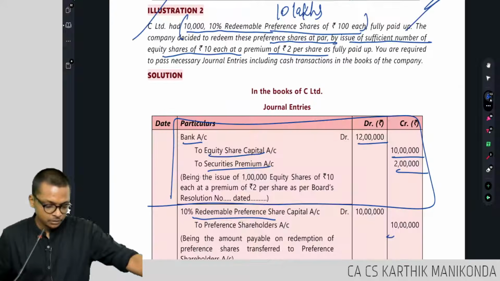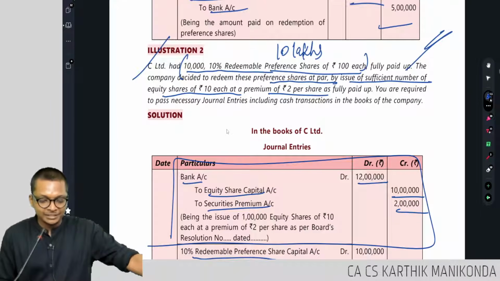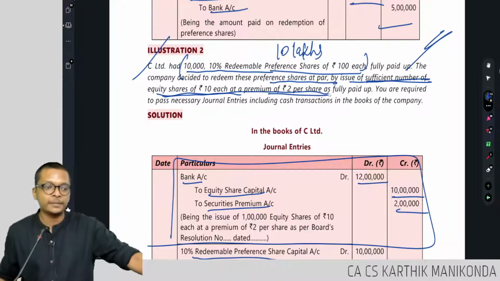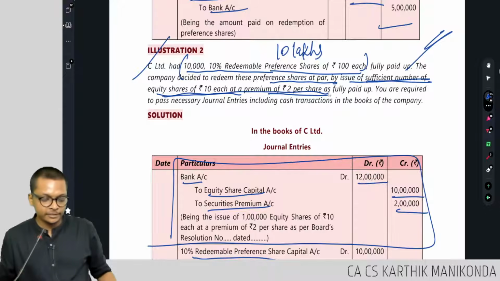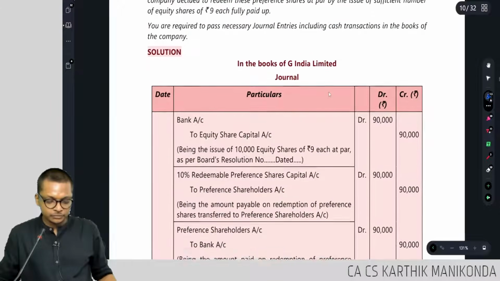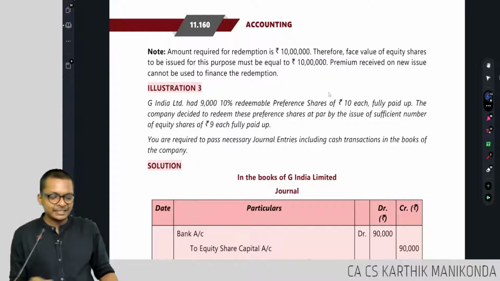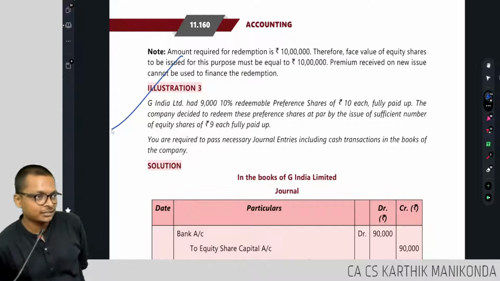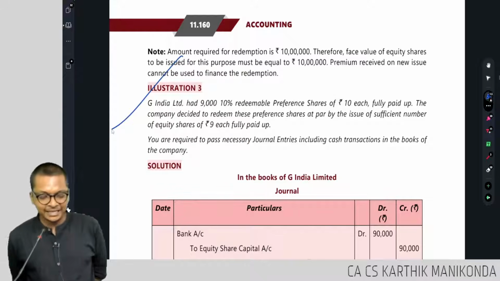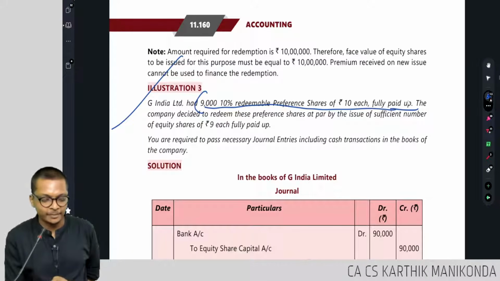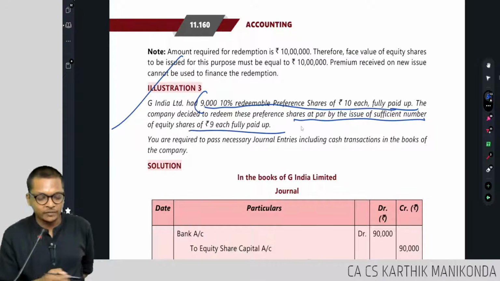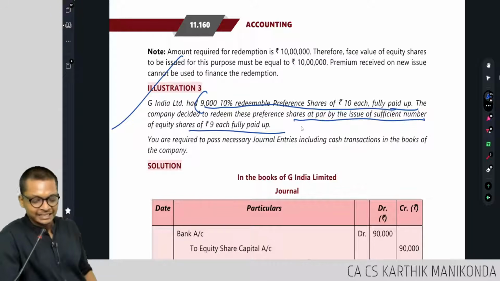Okay. How do I know that? Because they are clearly saying by issuing sufficient number of equity shares of 10 at a premium, they are issuing shares, they are not converting. Okay. Illustration number 3. 3 also is one dummy sum, guys. Quickly we will do. G India has 9,000 10% redeemable preference shares of 10 each fully paid up. The company decided to redeem the preference shares at par by issuing sufficient number of equity shares of 9 each.